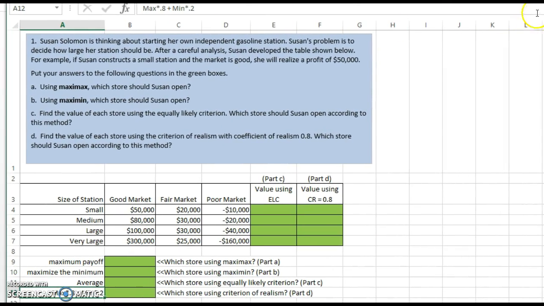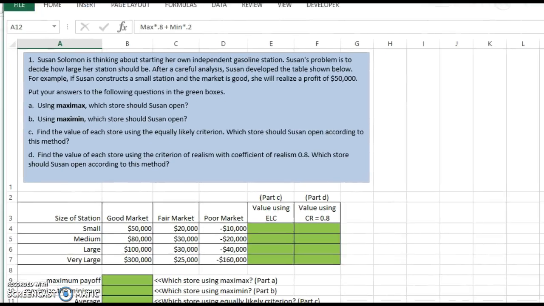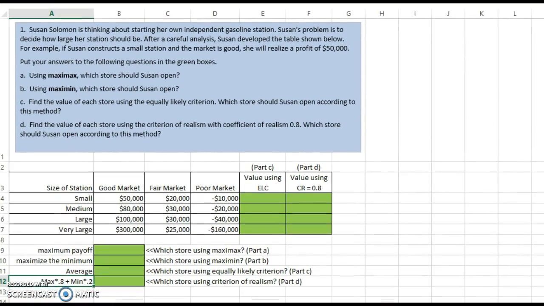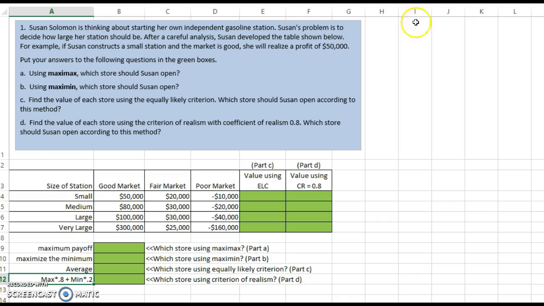So here I've got your assignment for this week. This is problem 1. And we see that they have provided us with some information. If you read the instructions up here in blue, it's basically telling you that this person is considering opening a service station, and she's trying to decide which size station she should open. Some projections have been done as to what she could make in a good, fair, or poor market based on the size of the station.